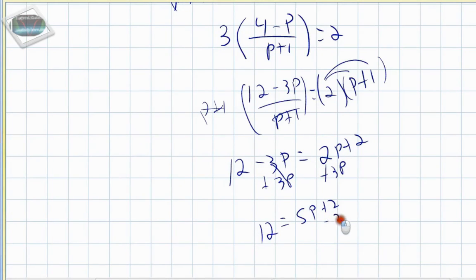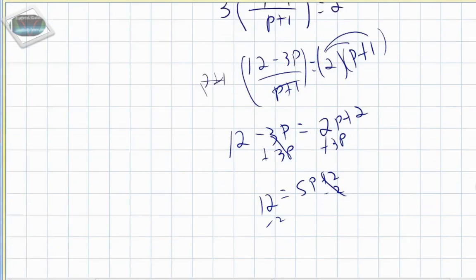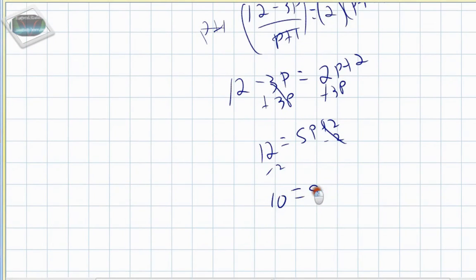I'm going to subtract 2. Okay, so now I have 10 is equal to 5p. Now I'll divide by 5, and I'll get that 2 is equal to p. And that's your answer.